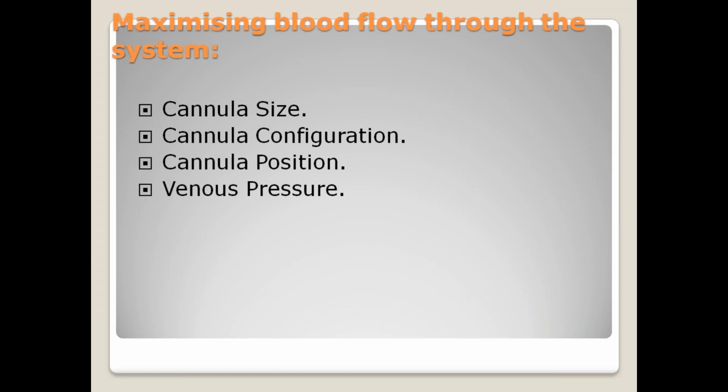The blood flow rate will depend upon the cannula size. If you do not select the cannula size adequately, you will not get proper blood flow. The cannula position is most important, and the venous placement. These are the 3 most important things. Cannula configuration is the type of cannula, but at present we are getting only one type, so there is no point in discussing it. We don't have Avalon cannula or smart cannula.